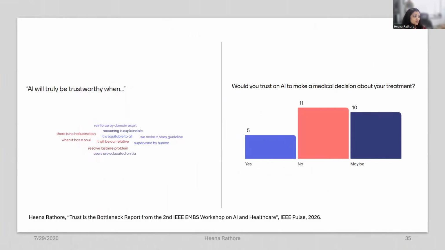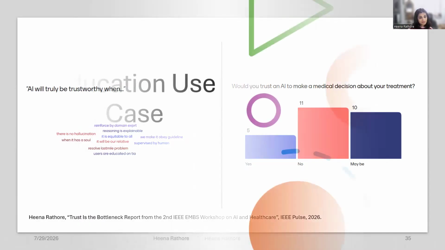One was whether AI will truly be trustworthy. When they were prompted and asked why they think AI will be trustworthy or not, most of these people mentioned that it will be trustworthy if the reasoning is explainable and curated by domain experts. And 11 people in the audience still said that they would not trust it, 5 people trusted it, and 10 people said, oh, we do not know. Once again, it was a small group of physicians and doctors and so on. You can read this report in this specific IEEE Pulse magazine.